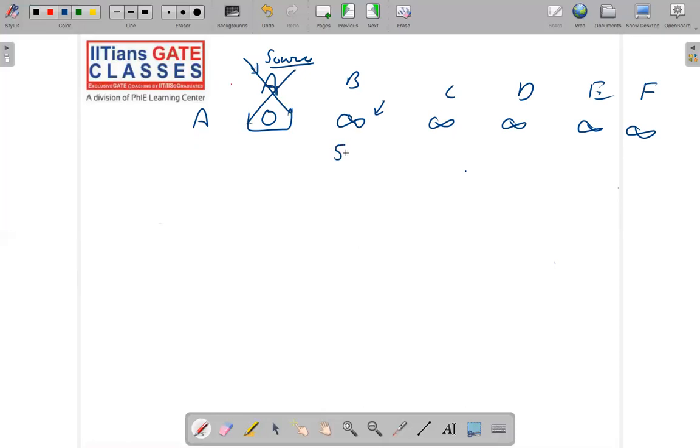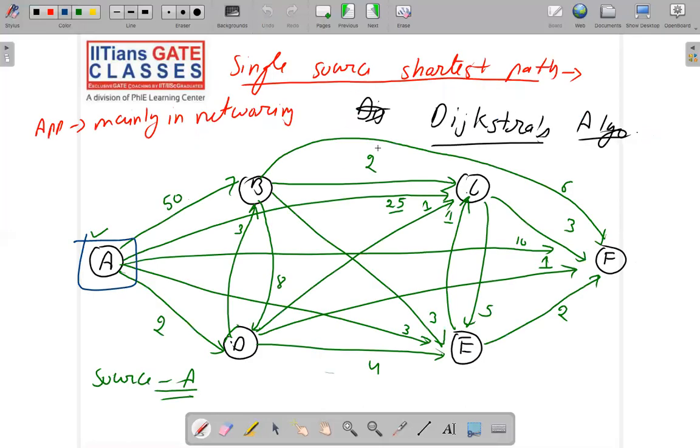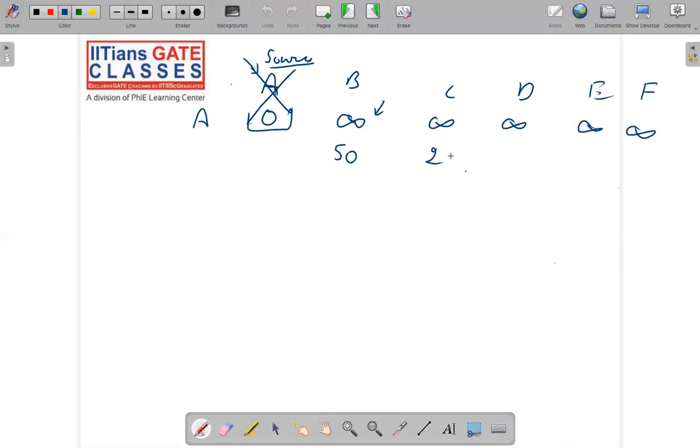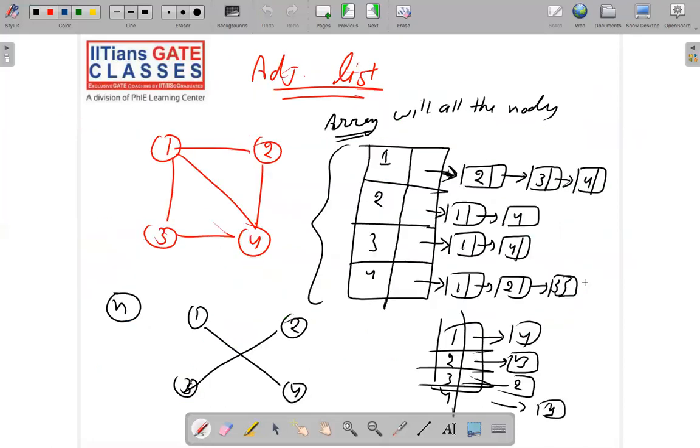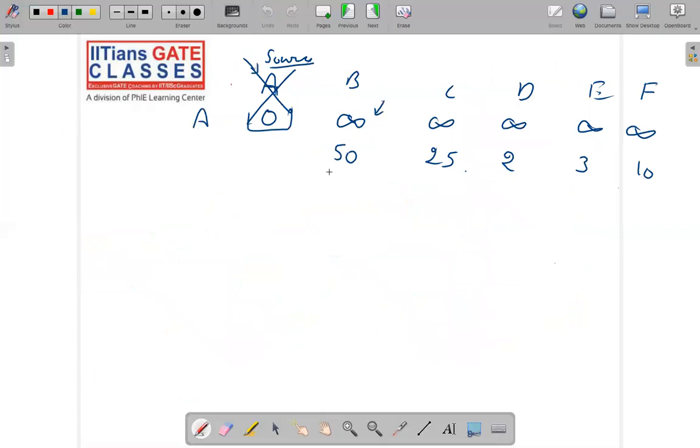A to B is 50. You can see that it's 50 here. And A to C is 25. A to D is 2, A to E is 3, A to F is 10. You can check here: A to B is 50, A to C is 25, A to D is 2, A to E is 3, and A to F is 10. So these are the direct edges given from A to every other node.